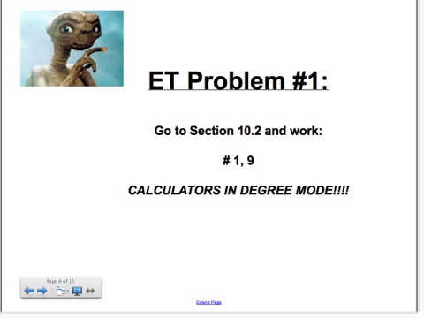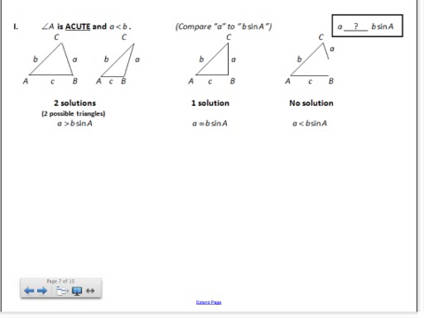Oops, and before we do that, you're going to work this problem. Okay? 1 and 9. Okay. Now, that slide should have been, the ET problem should have been before we got to this, so sorry about that. All right, so what we have is two conditions here.